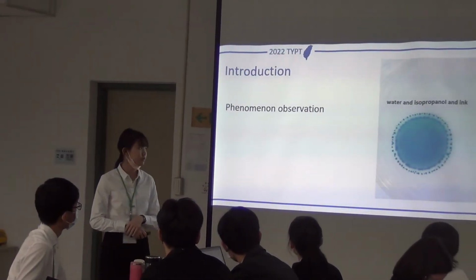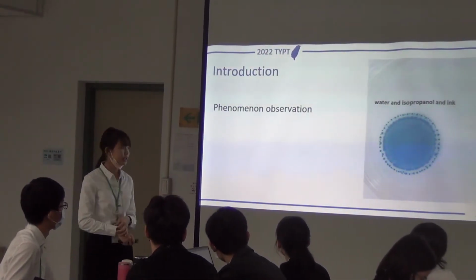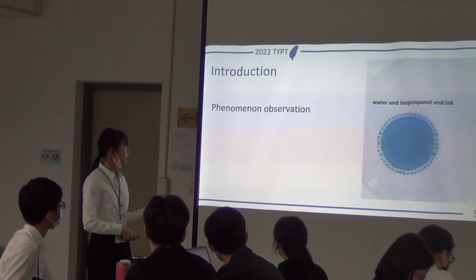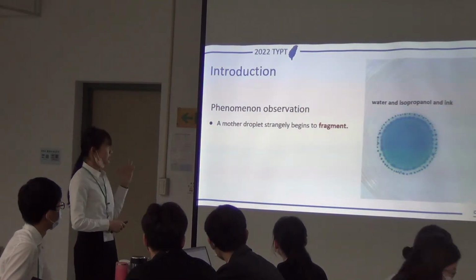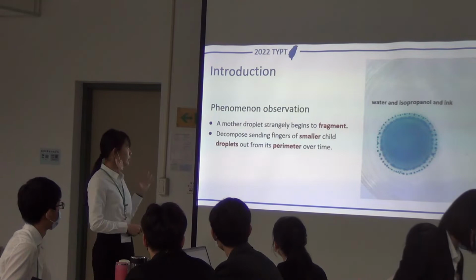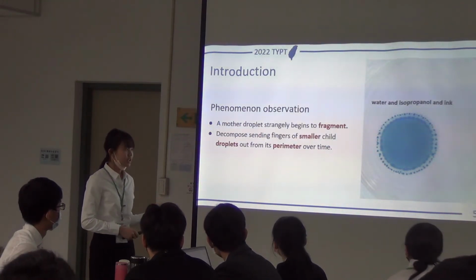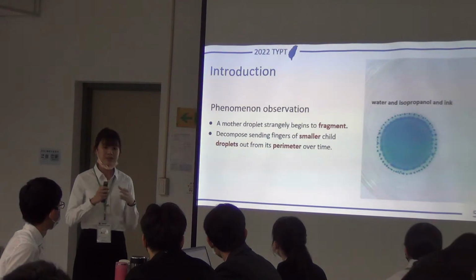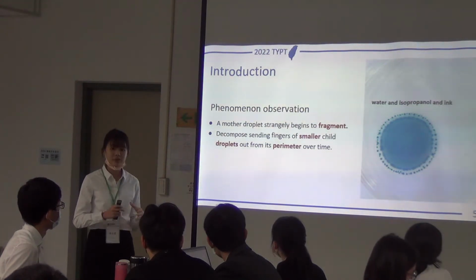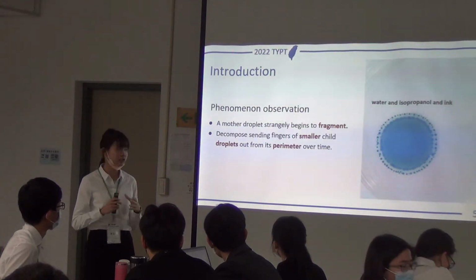With a mixture composed of water, isopropanol and ink dropping on the surface of the oil, the initial mother drop begins to fragment and becomes a series of fingers of smaller droplets shooting out from the perimeter over time. The unstable mother drop completely evaporates, and the entire solution forms a sea of very small stable droplets.